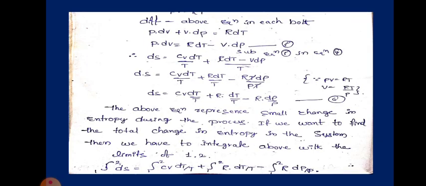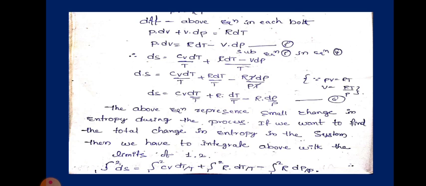But according to the 1 mole ideal gas equation, that is PV is equal to RT. So differentiate the above equation on each side: P dV plus V dP is equal to R dT. Therefore P dV is equal to R dT minus V dP. This is equation number 5.